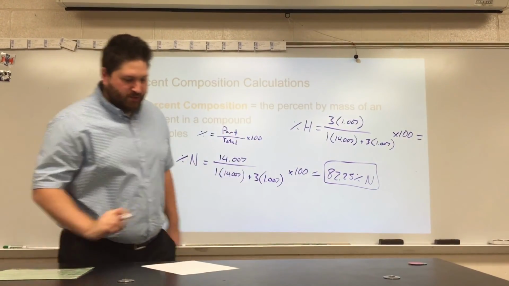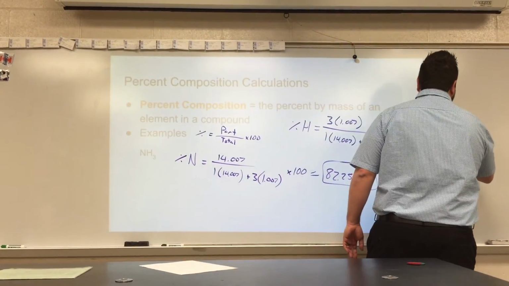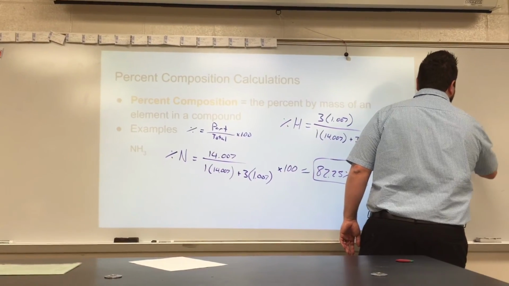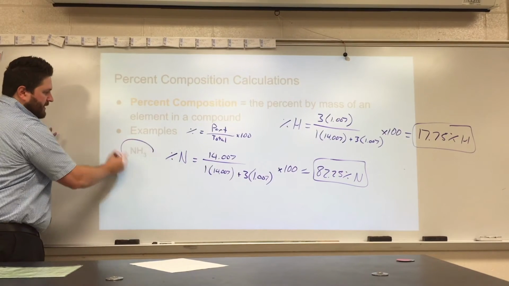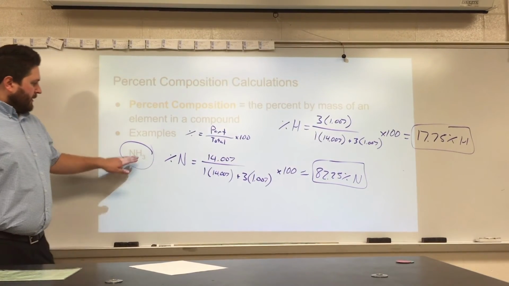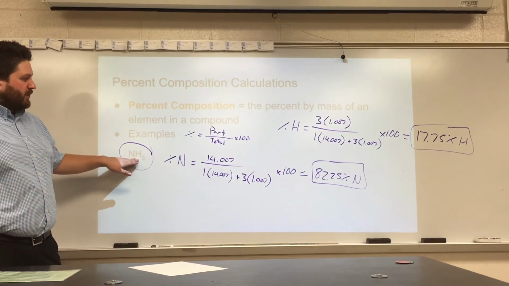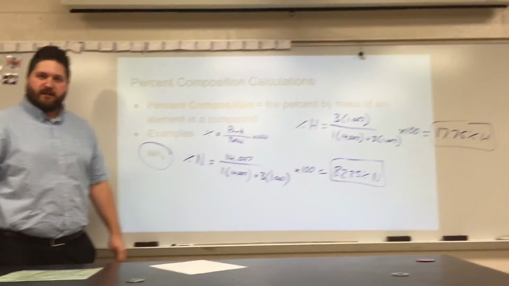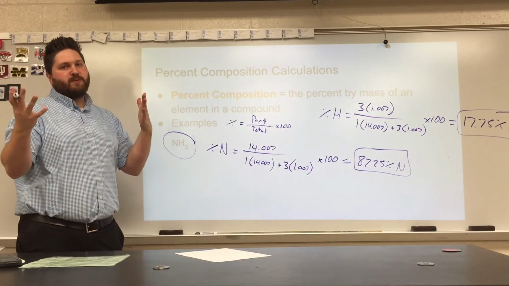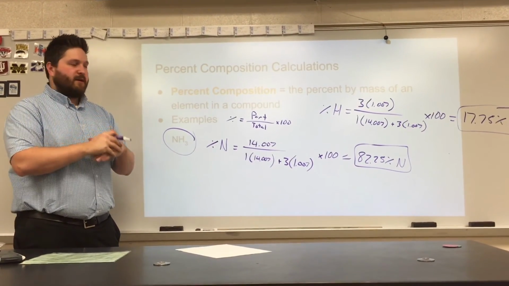is going to be equal to 17.75% H. So out of my total compound, NH3, my total mass, 82.25 comes from nitrogen, 17.75 comes from the hydrogen. And if you add those things together, it should be pretty close to 100%.